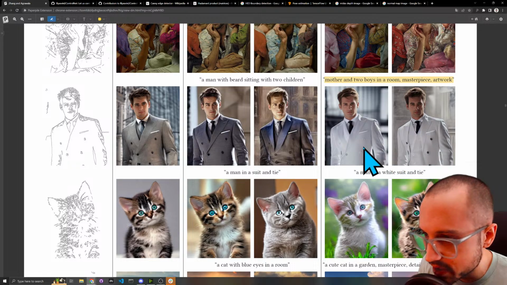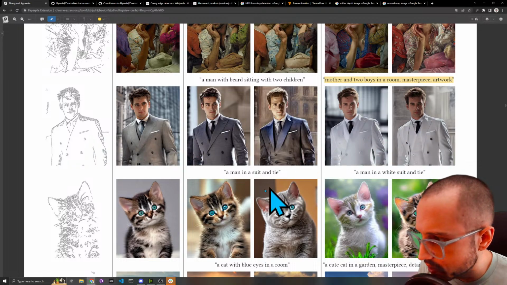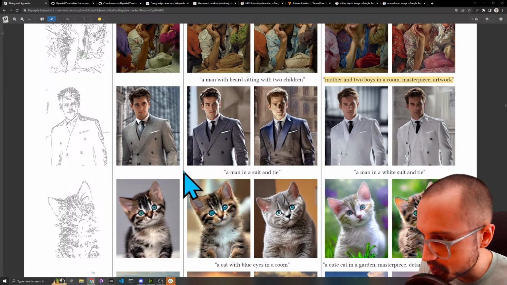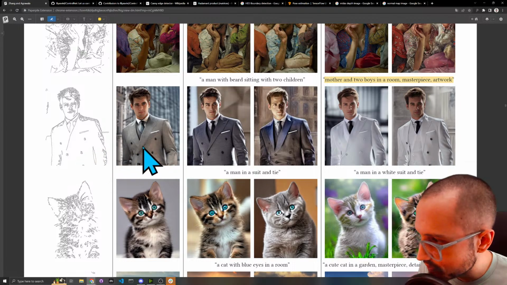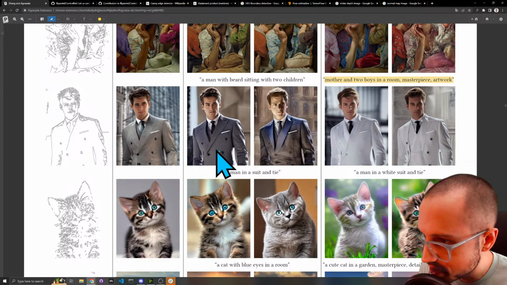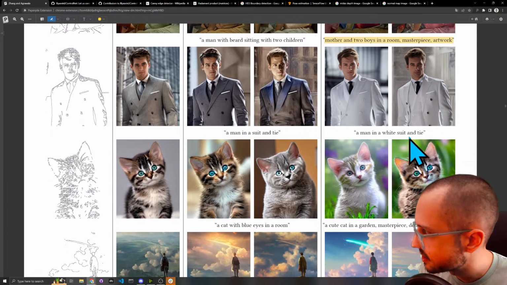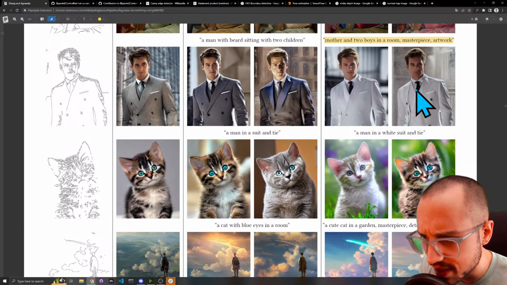Man in a white suit and tie, showing how they can color. Note the interesting directions here that Stable Diffusion goes. For most of these, it decides to do this outside button, inside button type of situation. But for this one, it actually opens up the vest, with kind of an inside vest.